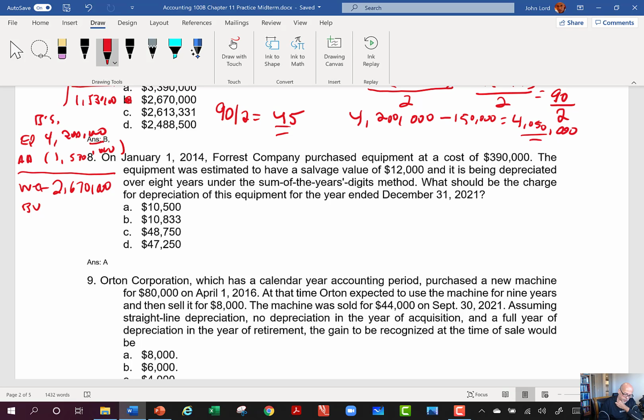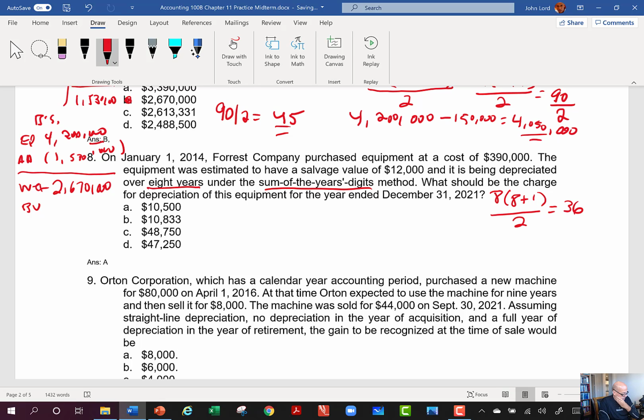Okay, good. So here we go again. Sum of the years' digits, right? Fairly long life on this equipment. It's 8 years. So let's just go ahead and get that little tedious piece of business out of the way first. N is 8. N plus 1 is 8 plus 1. And we divide that by 2. And when you do the numbers on that, that's going to give me the 36.